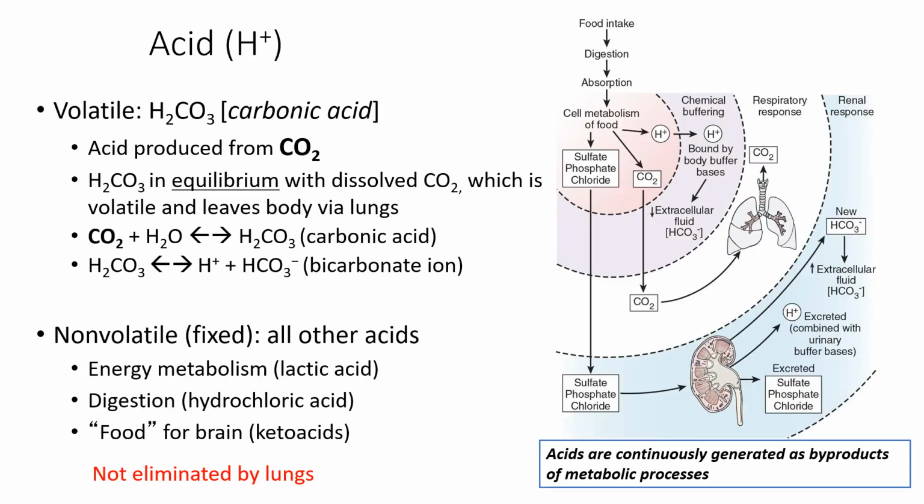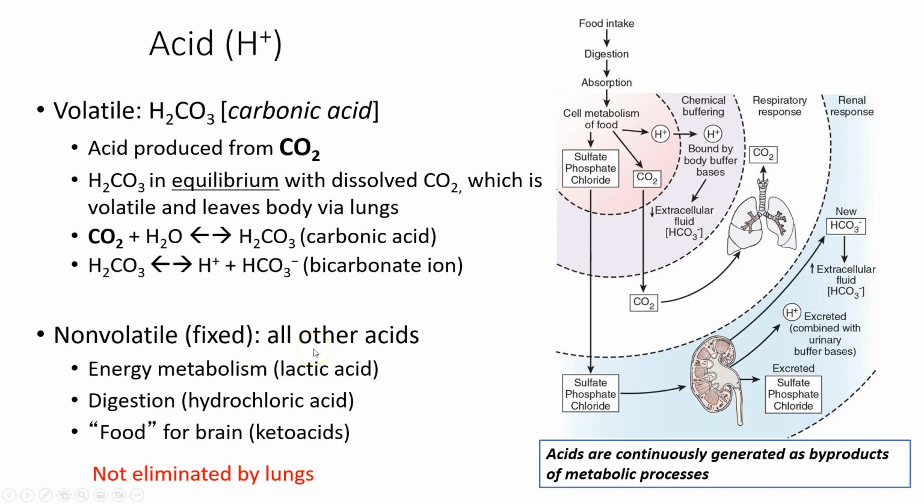Let's look at the two types of acids that we have in the body. So the first is our volatile acid, and this is carbonic acid. This is produced from carbon dioxide, and it stays in equilibrium with dissolved carbon dioxide. The reason this is important is that this volatile acid can be regulated at the level of the lungs. So carbon dioxide leaves the body through the lungs. And so it's important to remember that unlike our other acids, carbonic acid and carbon dioxide contribute to pH and is regulated by the lungs.